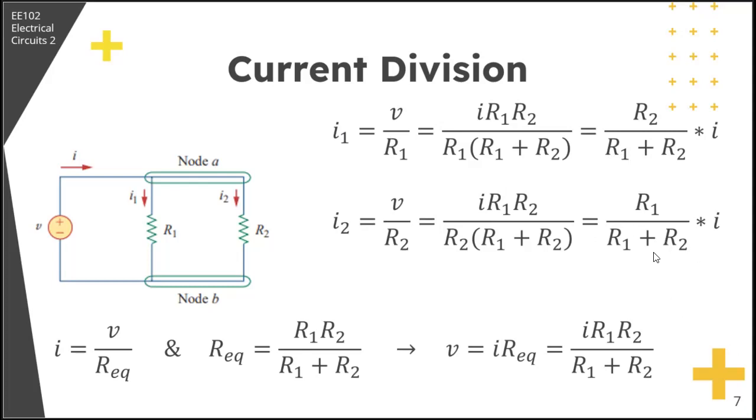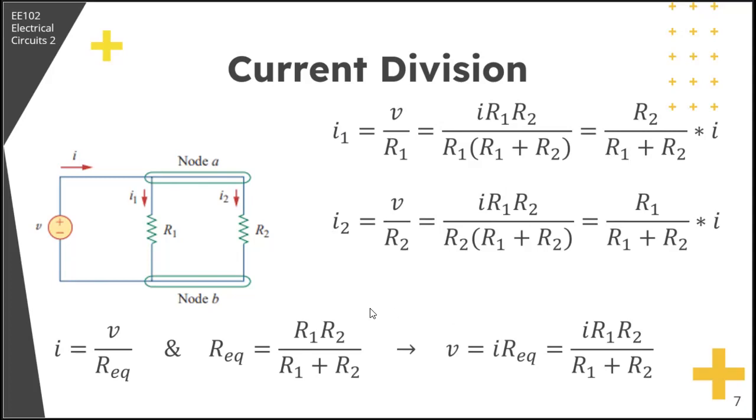Here we can see that the total current is shared by the resistors in inverse proportion to their resistances. This is called the principle of current division, and this circuit is called a current divider. Notice that the larger current flows through the smaller resistance.